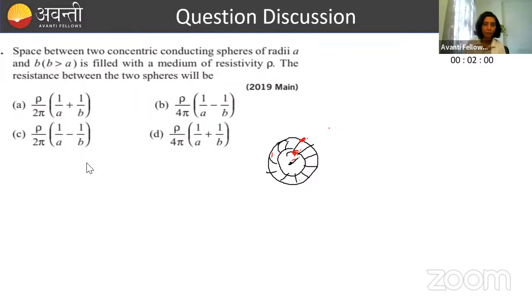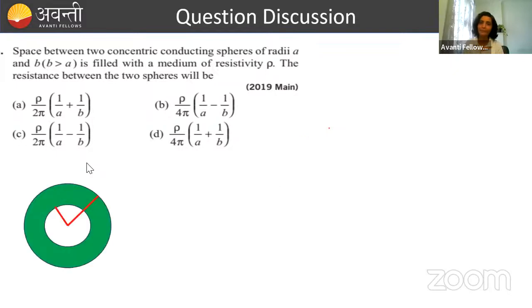So the question is something like this. In this green space, there is a material of resistivity rho. Just now I said, while calculating resistance between 2 points, connect these 2 points with a battery, or say one is at a high potential, another at low potential. So this point is at high potential V1 and this is at lower potential V2. The current is flowing in this direction, and we have to calculate the resistance of this space.